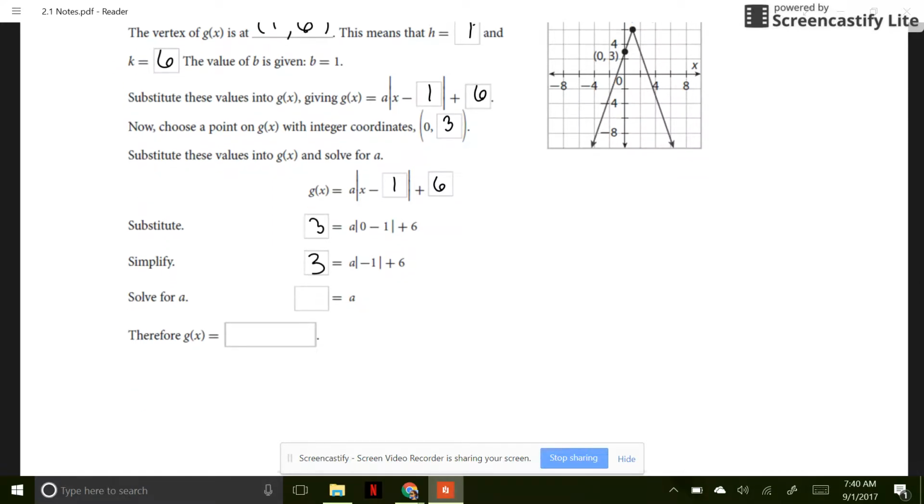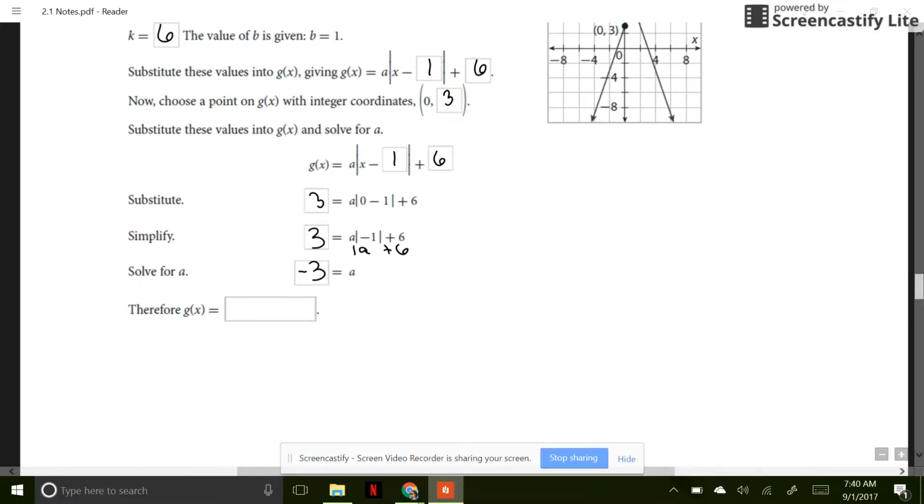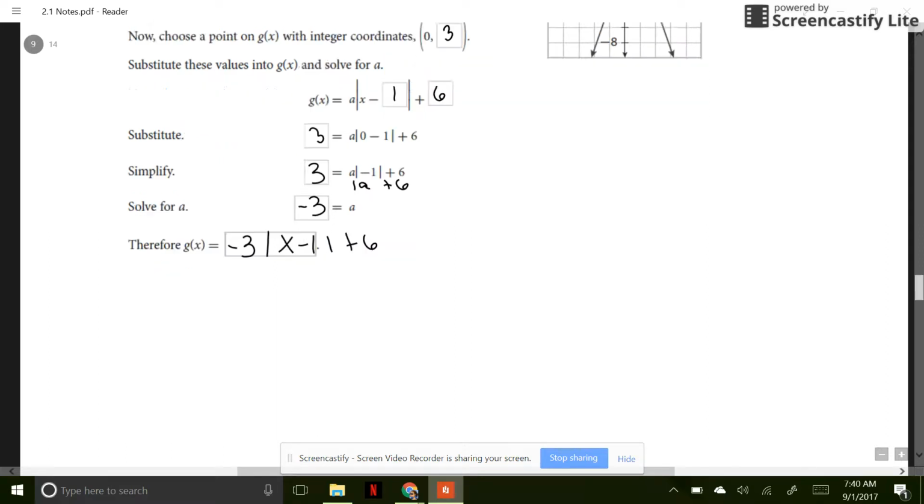So when we solve from here, the absolute value of negative 1 is just 1. This will be 1a plus 6. So to solve for a, we'll subtract the 6 to get a is negative 3. And then we can rewrite our equation. So it'll be negative 3 times the absolute value of x minus 1, close our absolute value, plus 6.